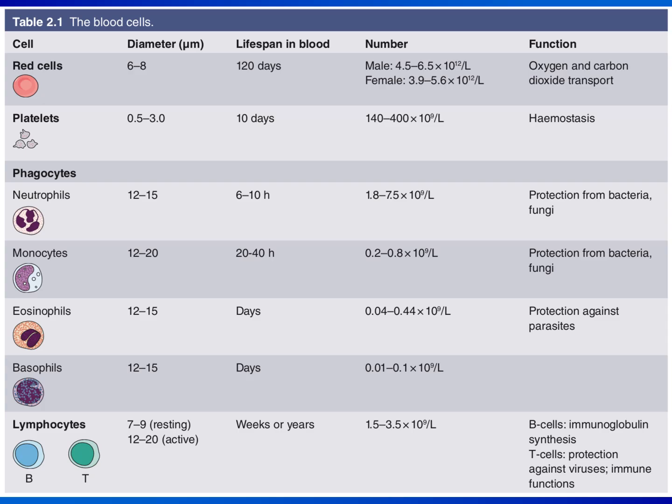Here, this diagram shows the lifespan in the circulation of different blood elements. The red cells survive 120 days, platelets 10 days, neutrophils only 6 to 10 hours, monocytes 20 to 40 hours, eosinophils and basophils survive for days, and lymphocytes weeks or years.